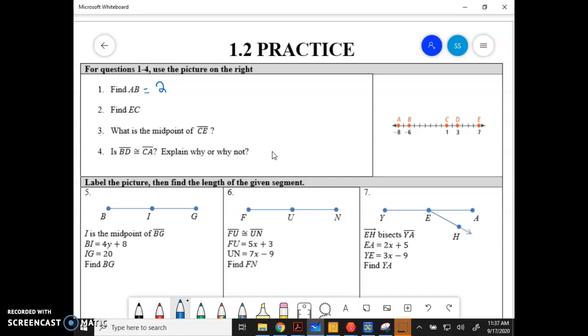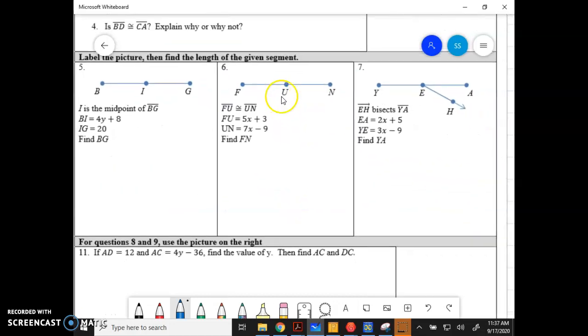Number 3, what is the midpoint of segment CE? Because it's got the line on top. So CE is right here. What is the midpoint? The midpoint would be right here. Looks like that is 4. You guys can try number 4.